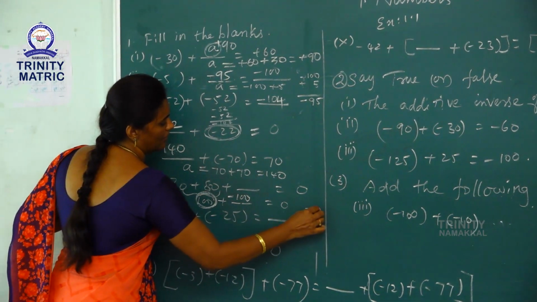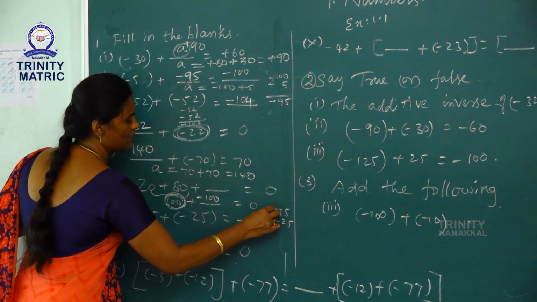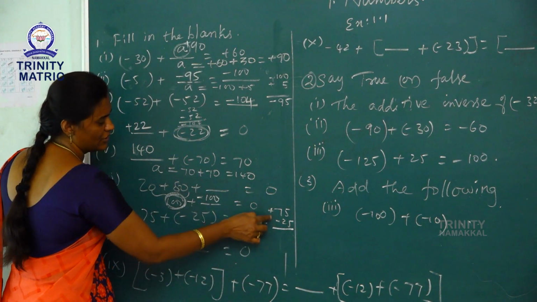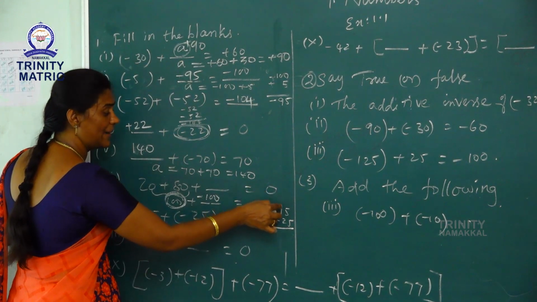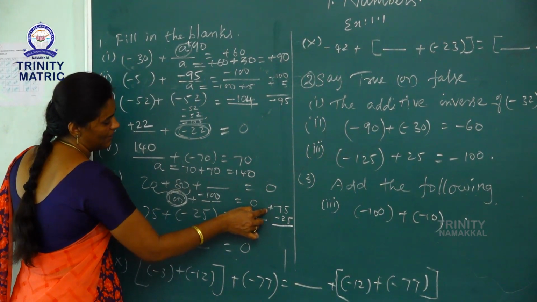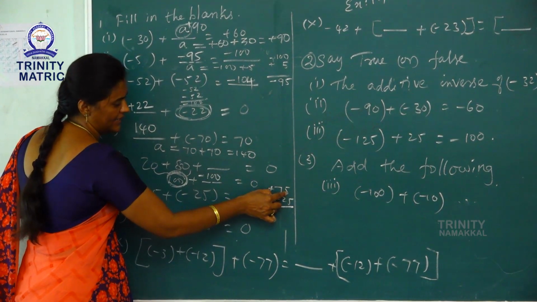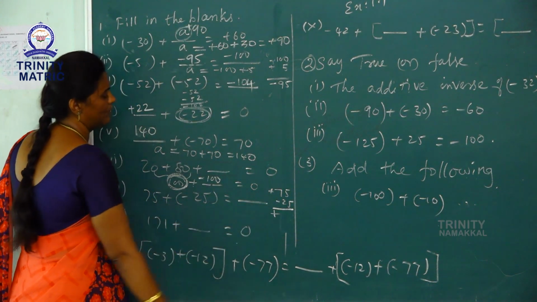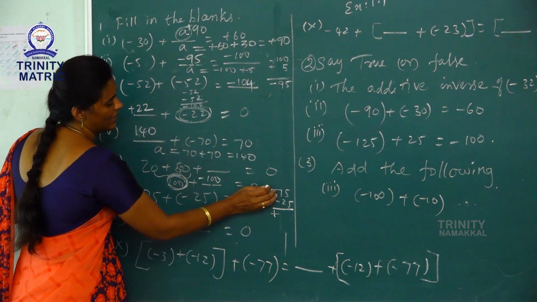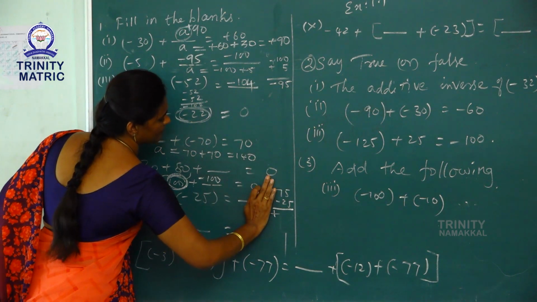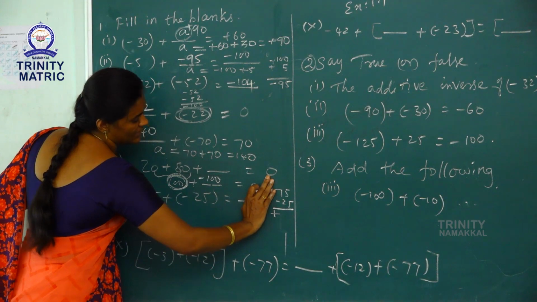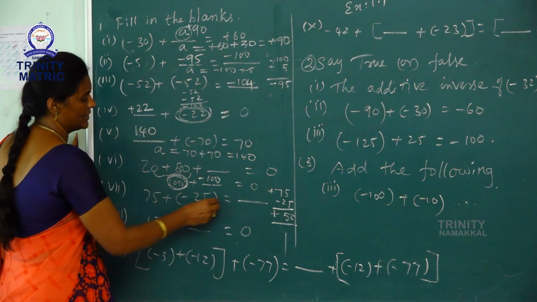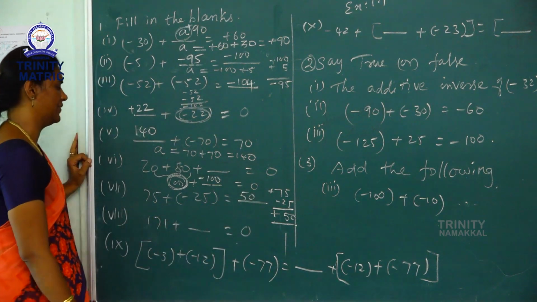75 minus 25. 75 is a positive integer, that is plus 75 minus 25. Here the signs are different, so we subtract the integers. See here, 75 is the greater number. In front of 75 we have a positive sign, so we put plus. Now we find the difference, leaving the sign. What is the difference between 75 and 25? Yes, 50. See, 75 minus 25 is plus 50.